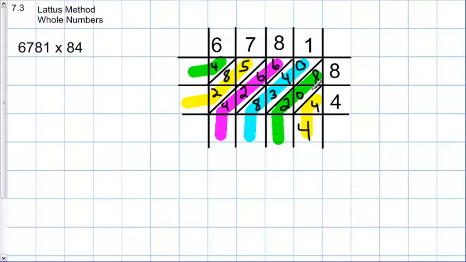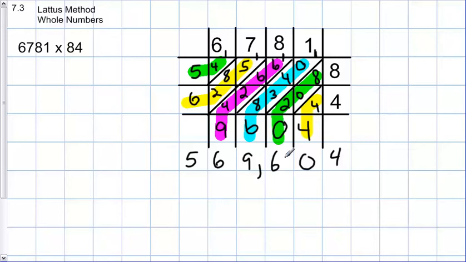Okay, so 4 plus nothing is just 4. 8 plus 0 plus 2 is 10. So I'm going to put down my 0, carry the 1. 1 plus 4 is 5. 6, 7, 8. 8 and 8 is 16. Carry the 1. 7, 13, 15, 19, carry the 1. 6, 14, 15, 16, carry the 1, and that is 5. So my answer, I just copy it down: 5, 6, 9, 6, 0, 4. And don't forget my comma.